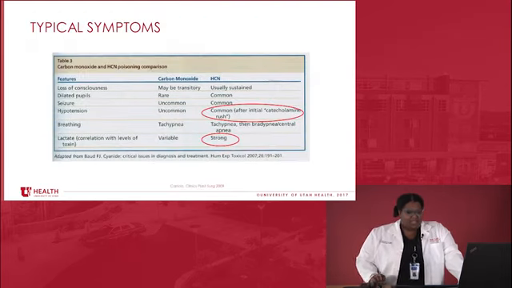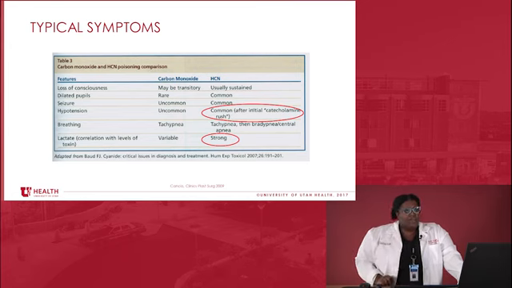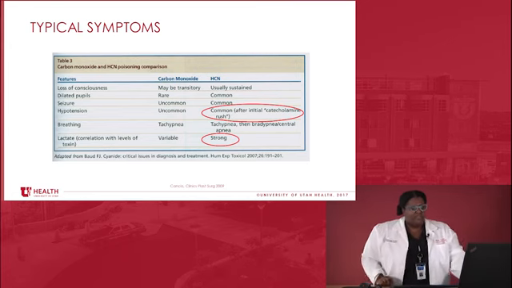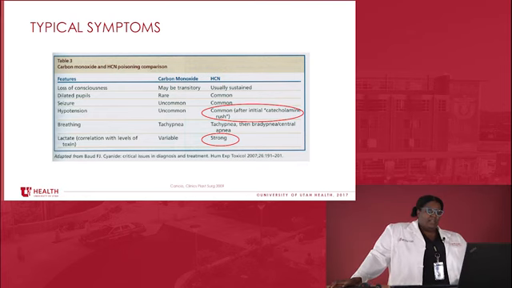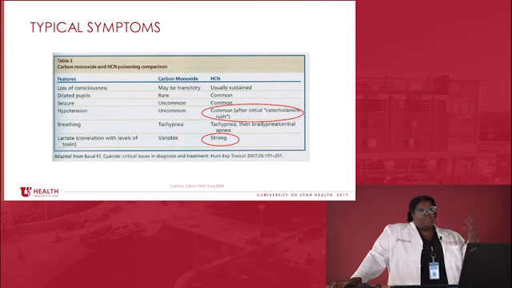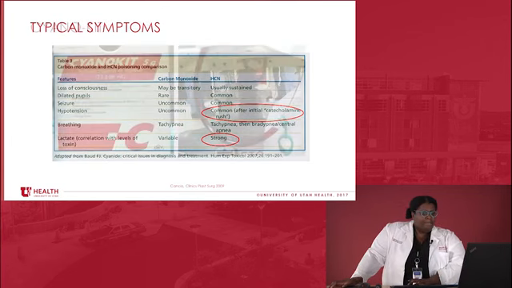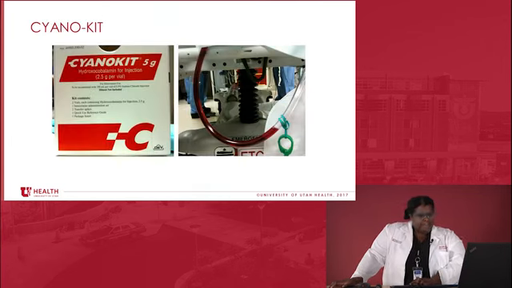Here are some of the typical symptoms you'll see with cyanide toxicity. Hypotension is common. Also, you'll have the lactic acidosis. Everything else you can't really tease out when you're dealing with a full trauma and you have other issues going on. And that's what the cyano kit looks like. And that's what the urine looks like once you give it. Okay.